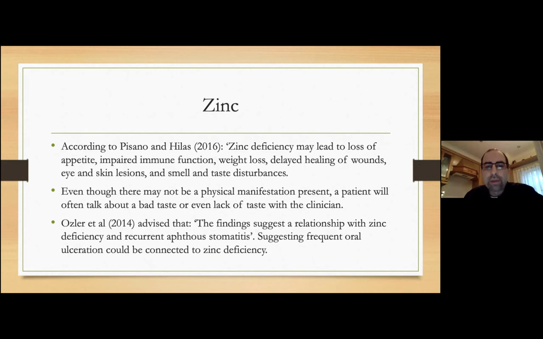Osler advised that the findings suggest a relationship with zinc deficiency and recurrent aphthous stomatitis. So a lot of the time we see in our patients, they come with ulcers in their mouth. That's what aphthous stomatitis is, and this is frequent. It suggested frequent oral ulceration could be connected to zinc deficiency. So aphthous stomatitis is recurrent mouth ulcers, and this could be connected to zinc deficiency.